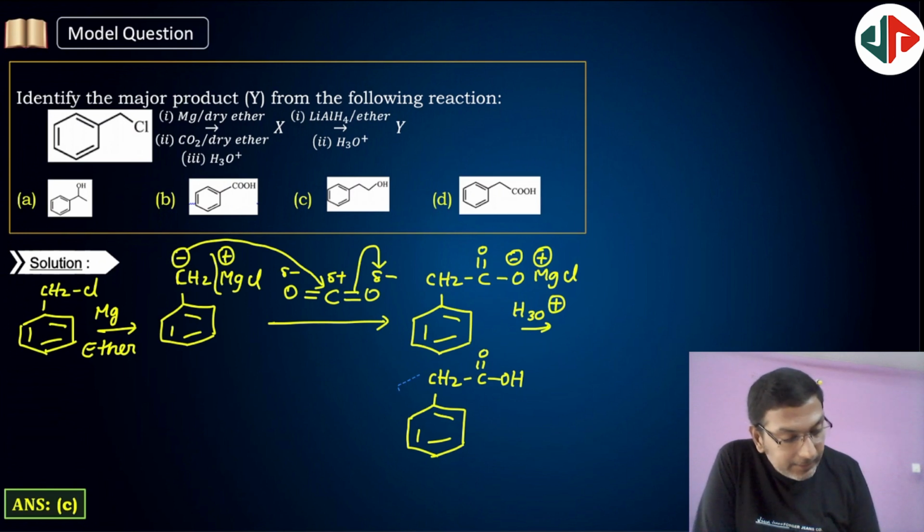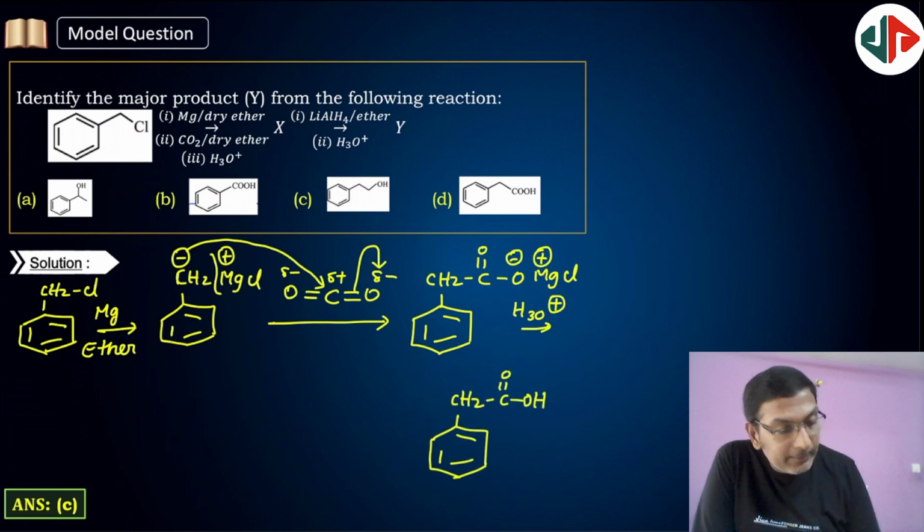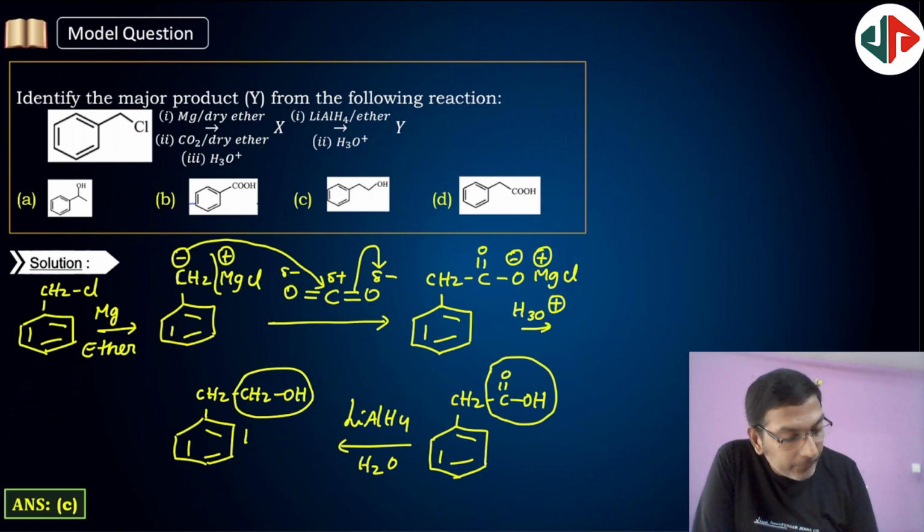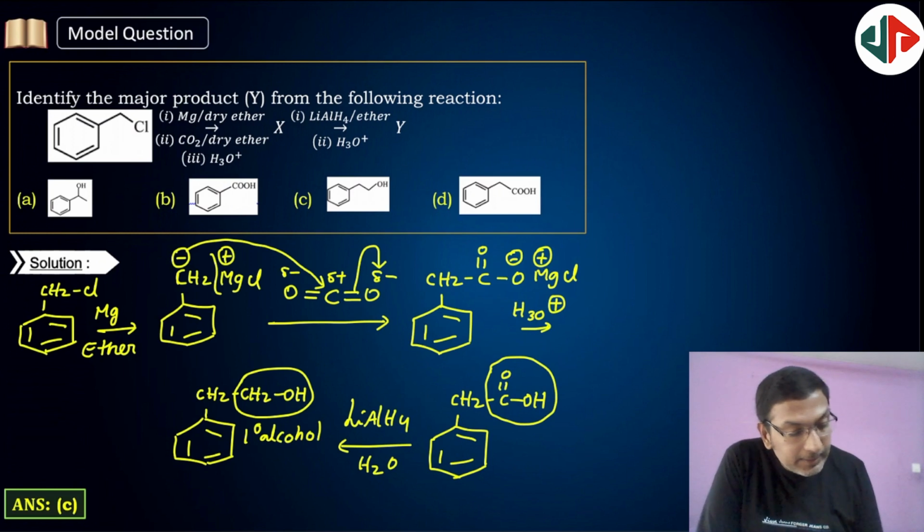Next, after that, lithium aluminum hydride, and in the presence of H2O, COOH will be converted to primary alcohol. That means CH2, CH2OH, primary alcohol. So this is the major compound. Therefore, option C.